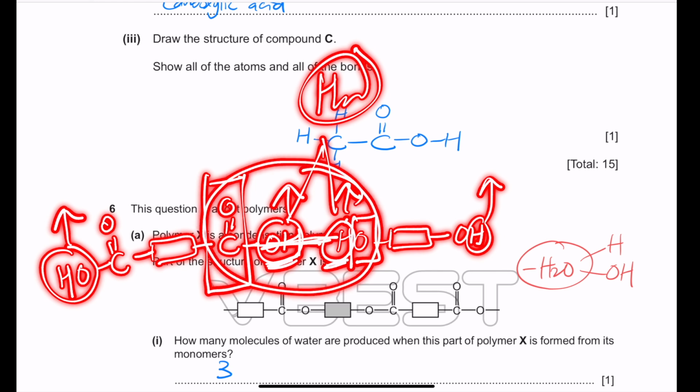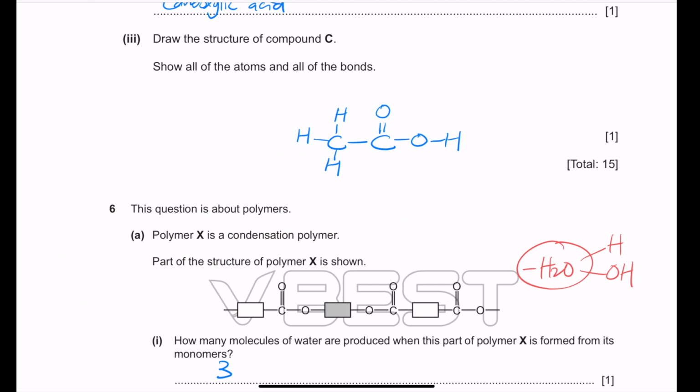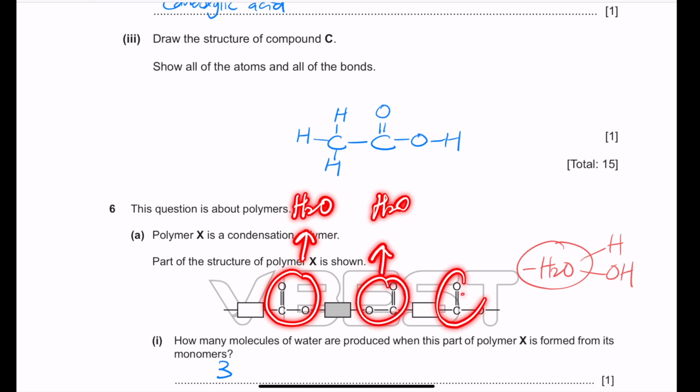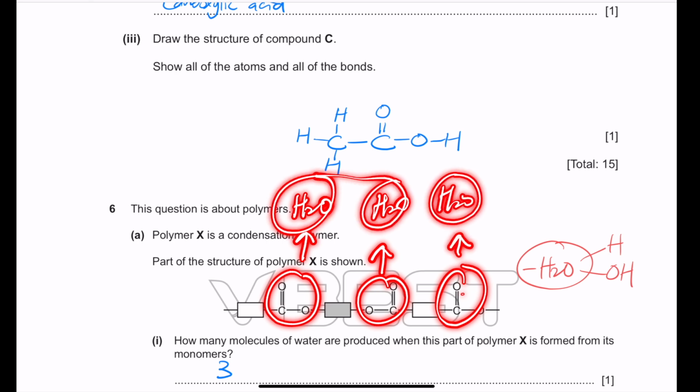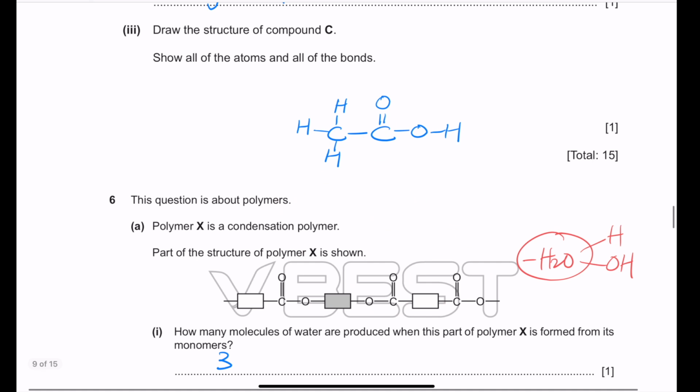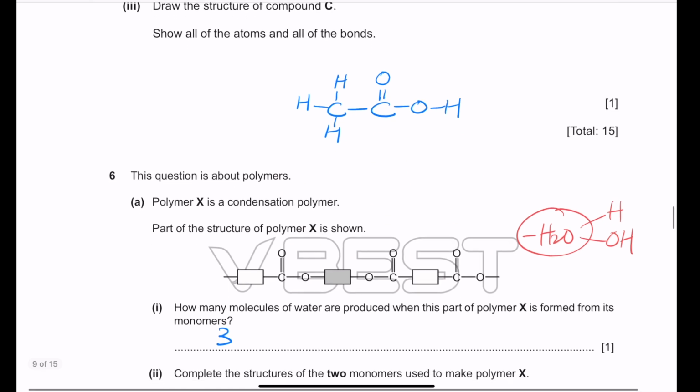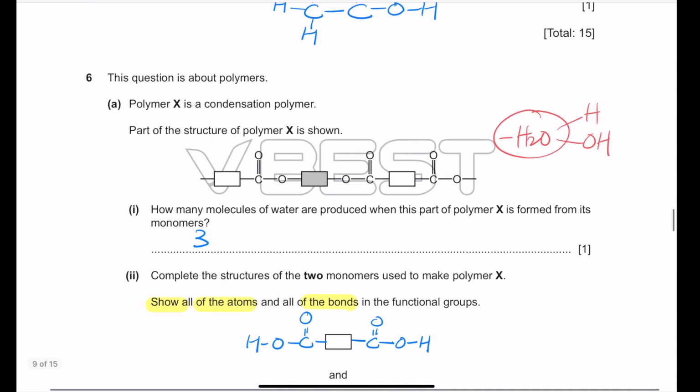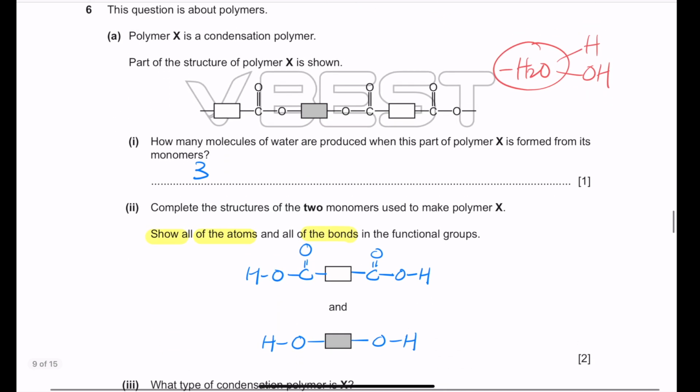Which means that for the formation of every single linkage, it will produce one H2O. One linkage here, another linkage here. So how many water molecules are formed? 3. Okay, so this is how it works. And then the structures of the two monomers, like the one I mentioned just now, you have to do it accordingly.